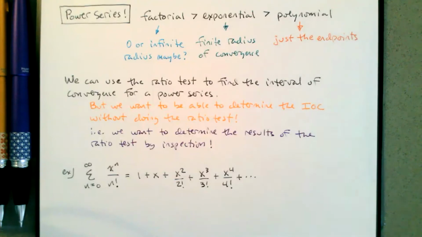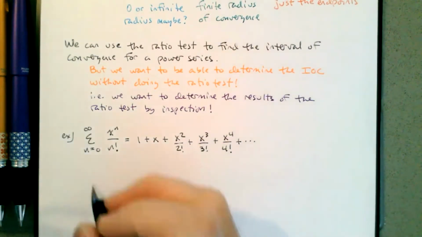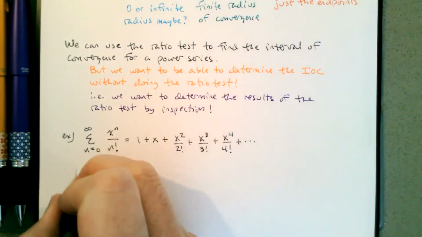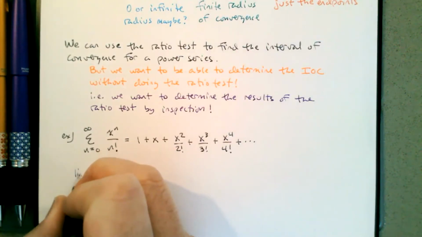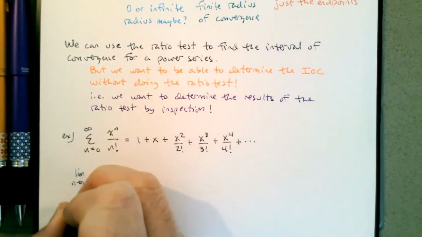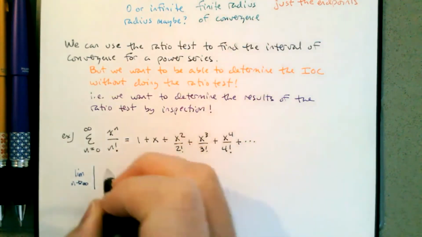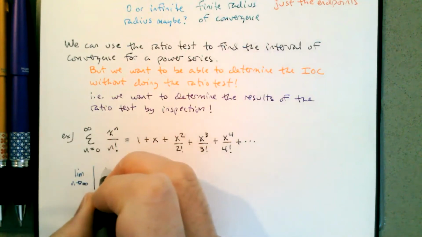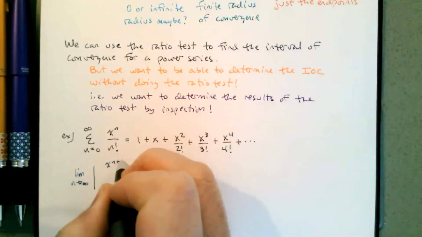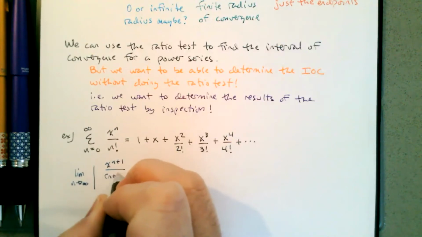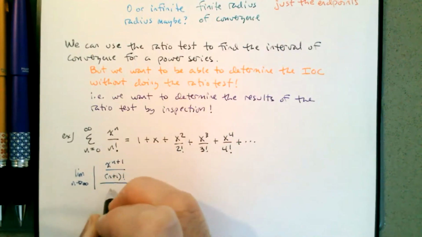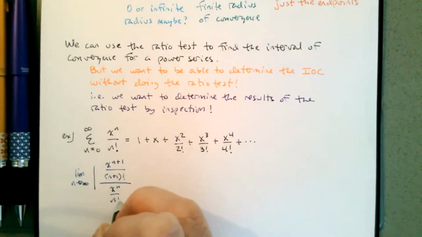So let's run this through the ratio test to see what happens. That is, let's do the thing that we're trying to avoid so we can see how to avoid the thing. So we're going to do a ratio test, which means we'll take the limit as n goes to infinity of the absolute value of a_(n+1) over a_n. So x to the n plus 1 over n plus 1 factorial, over x to the n over n factorial.